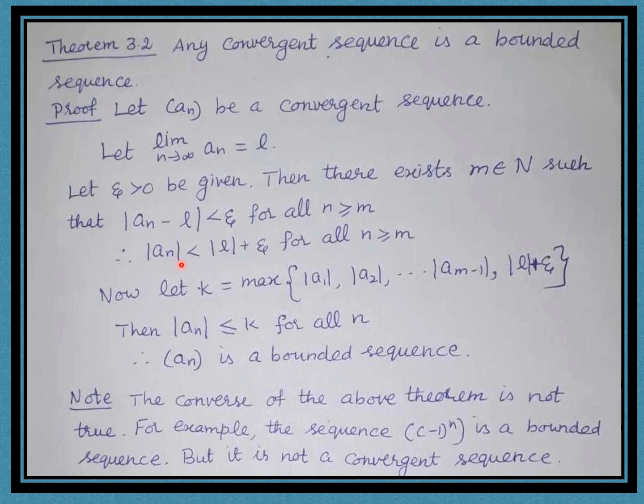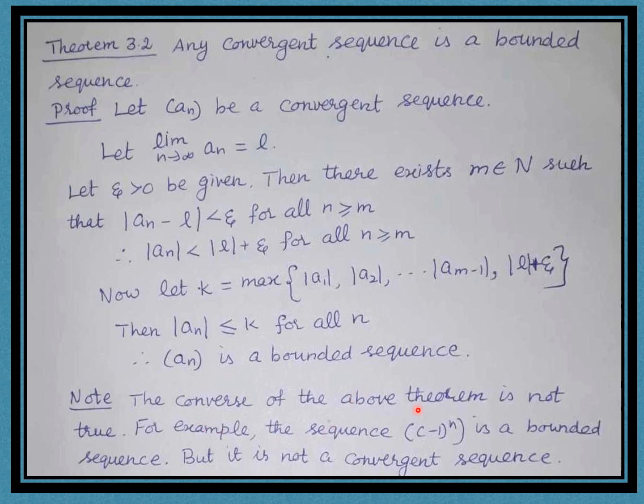We are going to find the maximum of these values and take k as that value. Naturally, the absolute value of a_n will be less than or equal to k for all n values including 1, 2, 3, etc., because we have chosen that k as the maximum of these values. So we get the absolute value of a_n is less than or equal to k for all n. This is the definition of a bounded sequence. Therefore, the sequence a_n is bounded.